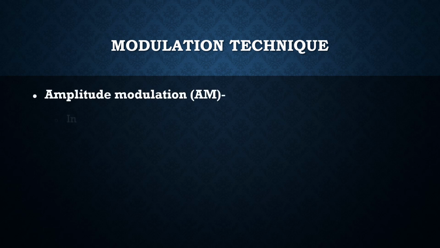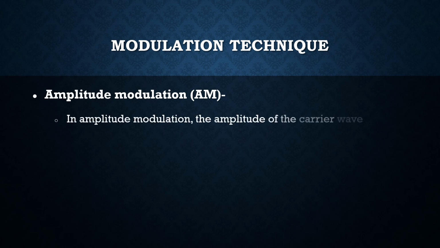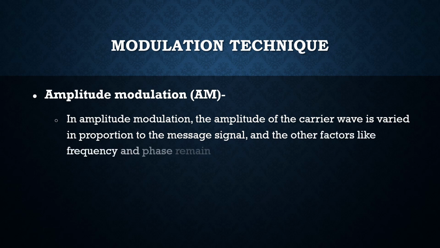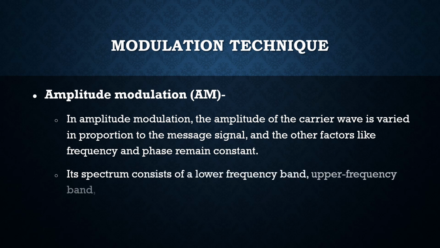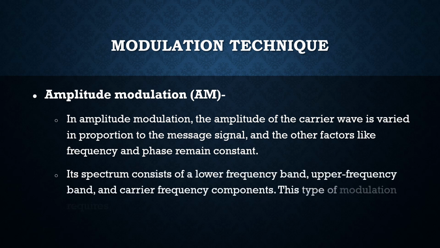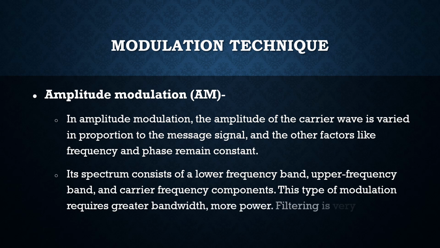Amplitude modulation. In amplitude modulation, the amplitude of the carrier wave is varied in proportion to the message signal, and the other factors like frequency and phase remain constant. The modulated signal consists of a lower frequency band, upper frequency band, and carrier frequency components. This type of modulation requires greater bandwidth, more power. Filtering is very difficult in this modulation.